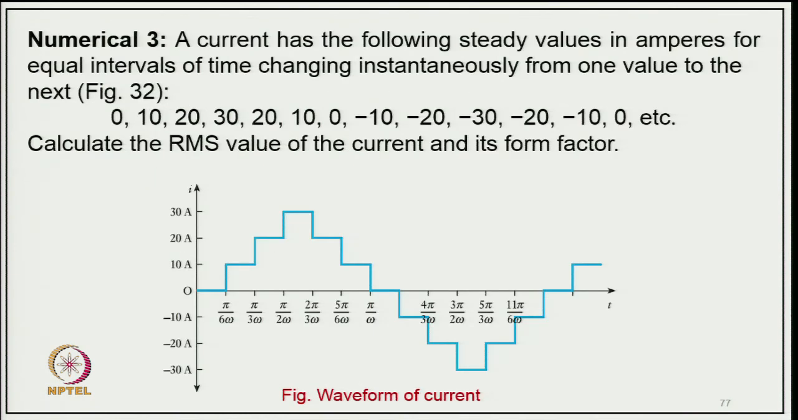Now, coming to numerical 3. A current has the following steady values in ampere, in equal intervals of time, changing instantaneously from one value to another as shown in the figure. The value changes 0, 10, 20, 30, and then comes back again 20, 10, 0, and then goes to minus 10, minus 20, minus 30, then minus 20, then minus 10, and comes to 0. Calculate the RMS value of this current waveform and its form factor. These kinds of waveforms we have, of course, in many electrical circuits.